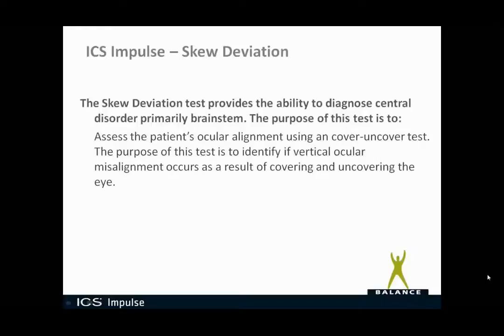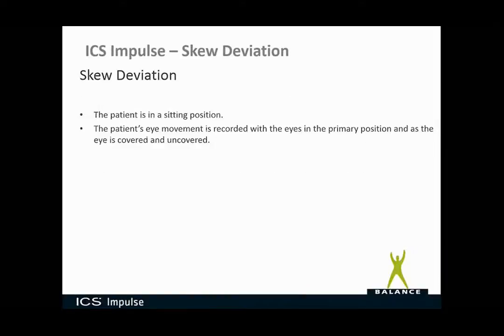The purpose of this test is to identify if vertical ocular misalignment occurs as the result of covering and uncovering the eye. The patient is typically in a sitting position. They can be in a more supine or caloric position with the head up 30 degrees. The patient's eye movement is recorded with the eyes in the primary position. That means the patient is staring straight ahead as the eye is covered and uncovered.